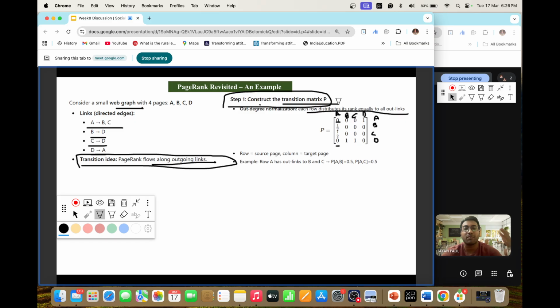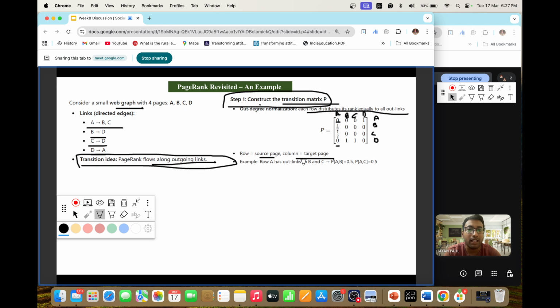This matrix is also known as a Markov matrix. The important property of this matrix is that if we sum each column we get 1: half plus half is 1, here also 1, here also 1, here also 1. Because initially all the A, B, C and D nodes have 1 point, so 1 here, 1 here, 1 here and 1 here. Row is the source page and column is the target page, so B and C are getting half and half.